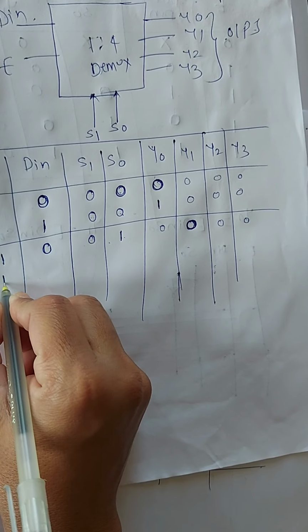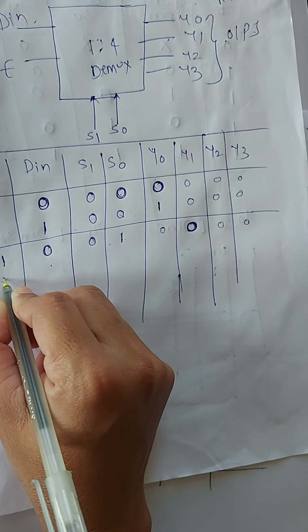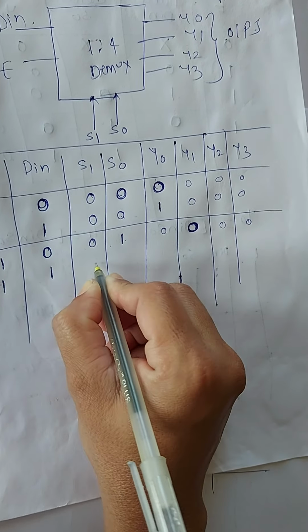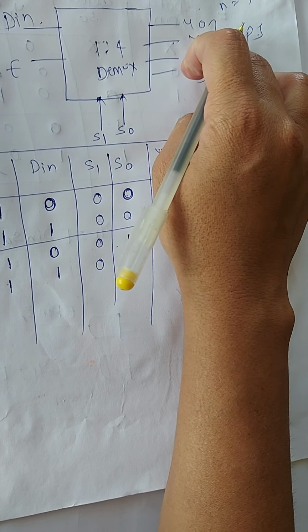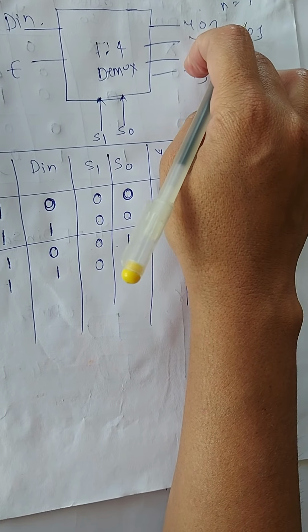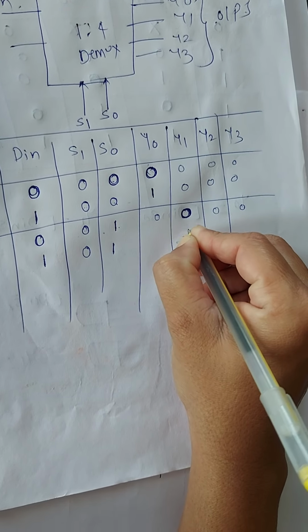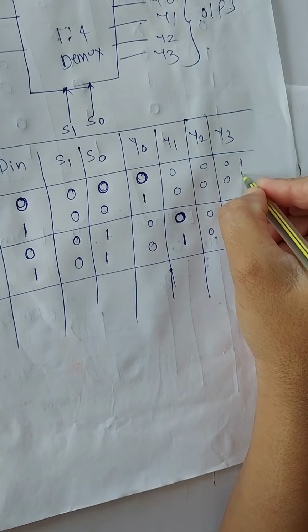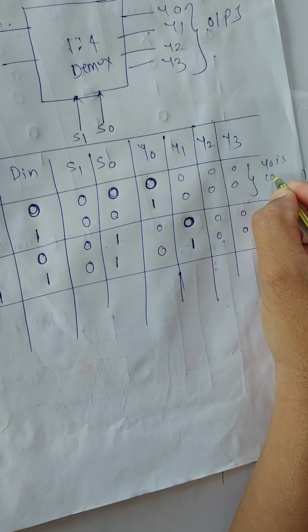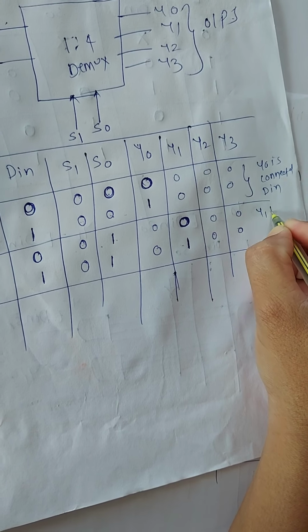Next, when D in data is 1, enable is 1, and select lines are 0, 1, which means output Y1 is selected. For Y1, D in data is routed or distributed. For D in data 1, Y1 is 1 and the others are 0. This Y0 is connected to D in. Here Y1 is connected to D in.